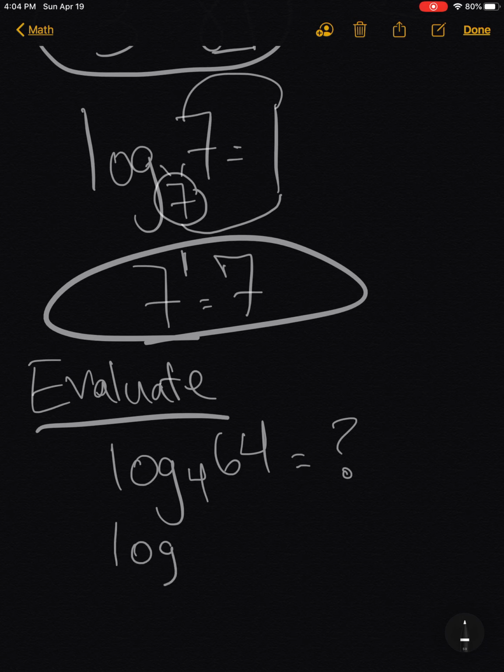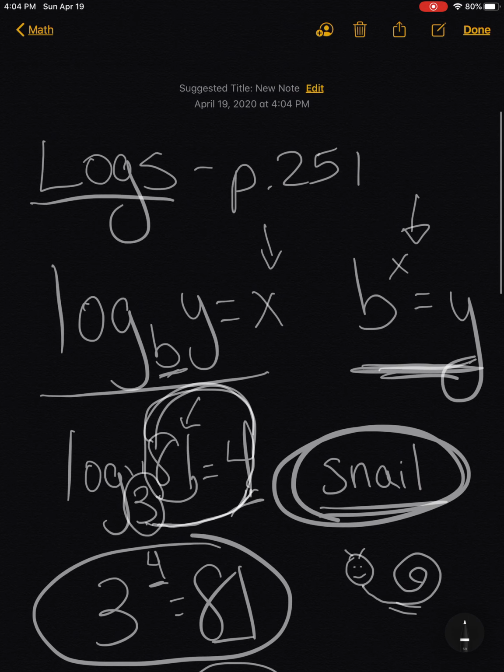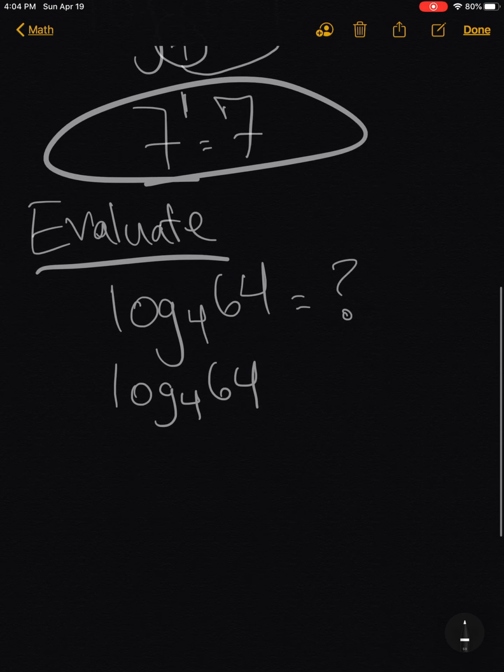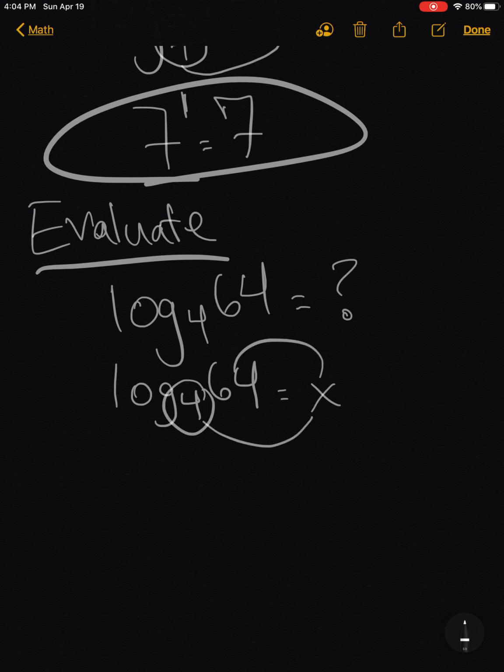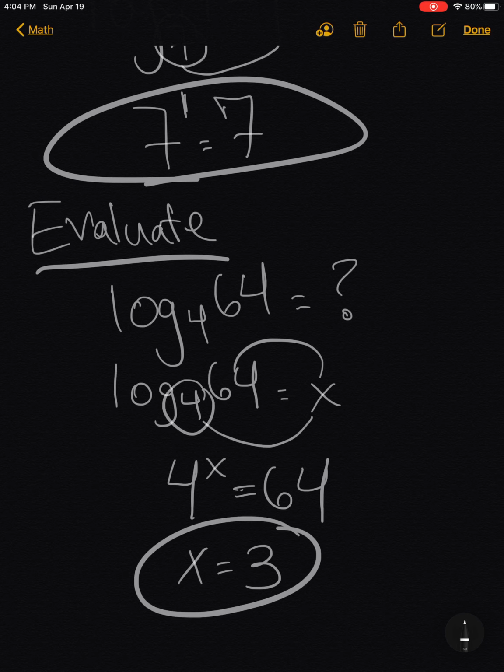So what I like to do first is I like to make an equation. All right, using the key concept and the variables they use for the key concept, notice that it equals x, right? So that's what I'm going to make this equal, some x. I'm looking for what the x is. So I'm going to apply the snail method. So it would be 4 to what power is equal to 64? X equals 3. So your answer is 3.